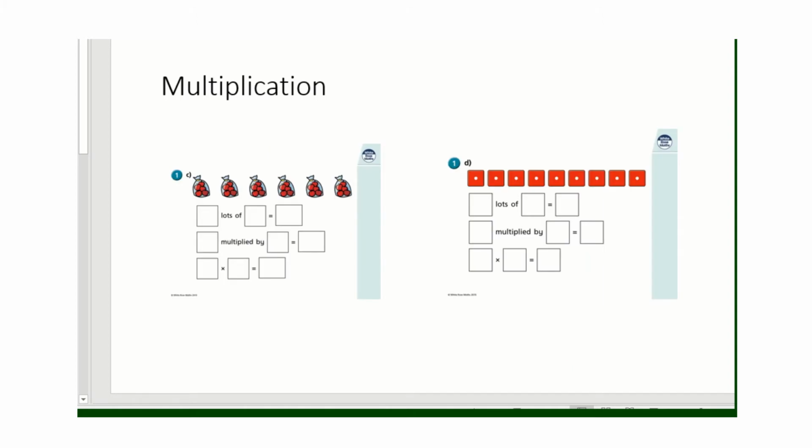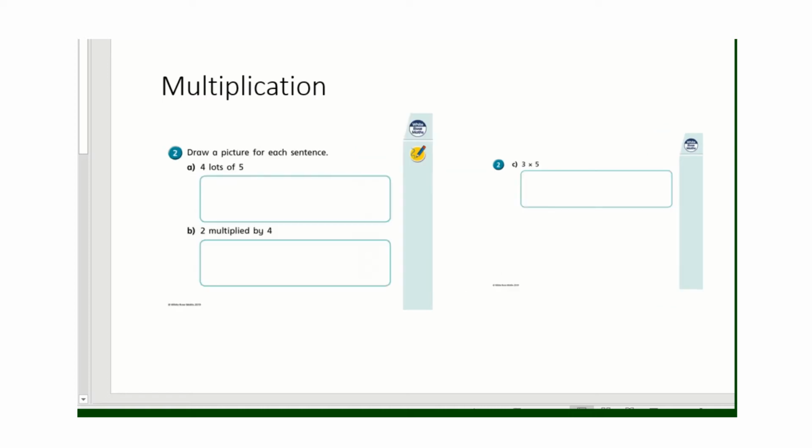I want you now to have a look at these 2 pictures. One with bags of apples in. Count how many bags, that would be a lot, and think how many apples are in each bag. See if you could fill in them boxes with lots of, multiplied by, and times. Then have a look at the dice. That one's a bit tricky, because think how many dice there are, but we can have the 1 times table, can't we? Have a look at that.